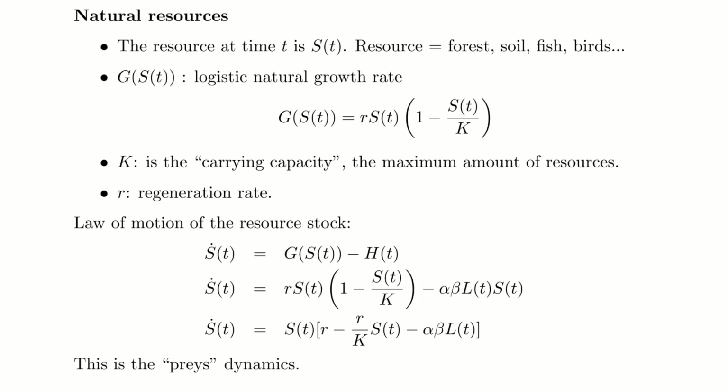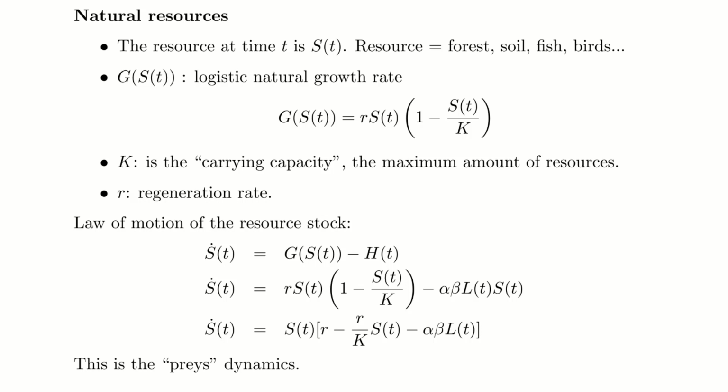In this video, I will clarify the dynamics of the Easter Island model. As a reminder, time is continuous and there are two stocks influencing each other's growth rate. The stock of resources S, forests, soil, fish, birds, and the population L. To find the steady state of the whole system, we will have to find an equilibrium for both population L and resources S that are stable.